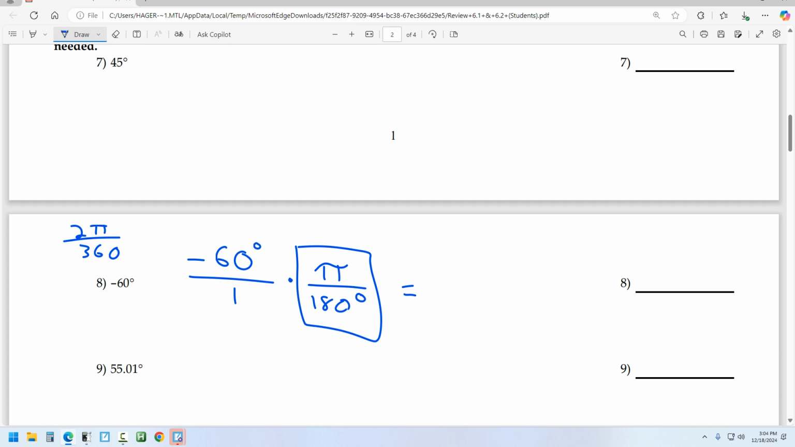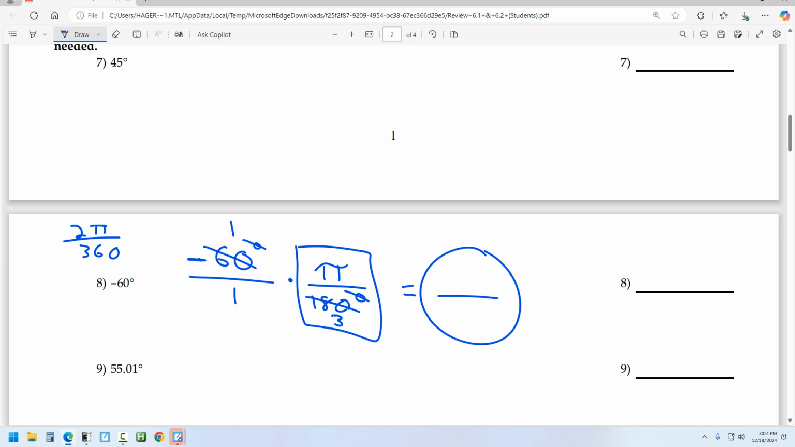180 and negative 60. So before we reduce, is there anything that cancels out completely? The degrees. Okay. And now 60 goes into itself how many times? 1. And how many times does that go into 180? The negative is up here, so we're just looking at how many times 60 goes into 180. 3. And now if you multiply straight across, what are you left with? Pi over 3.